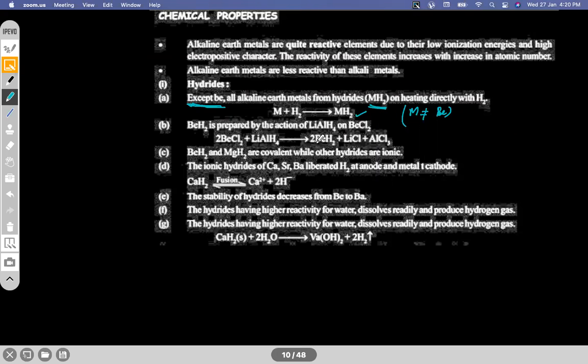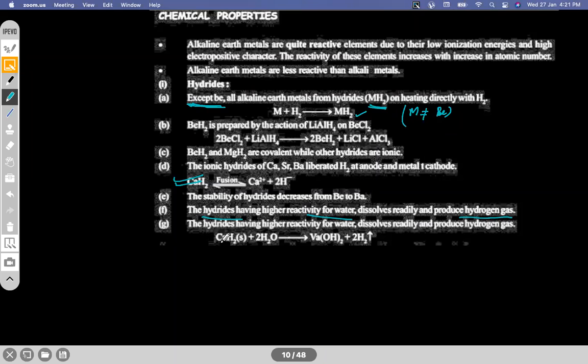We know these hydrides, BeH2 and MgH2, are covalent, while the others are ionic. We know this fact, S-block hydrides are ionic in nature, except beryllium and magnesium. The ionic hydrides of calcium and strontium liberate H2 at anode and metal at cathode. The stability of hydrides decreases from beryllium to barium because the size increases, so bond length increases, stability decreases. Hydrides having higher reactivity with water dissolve easily and produce hydrogen gas.